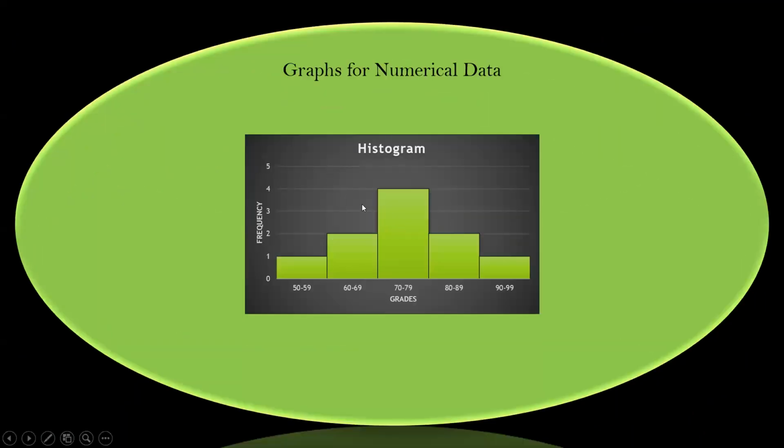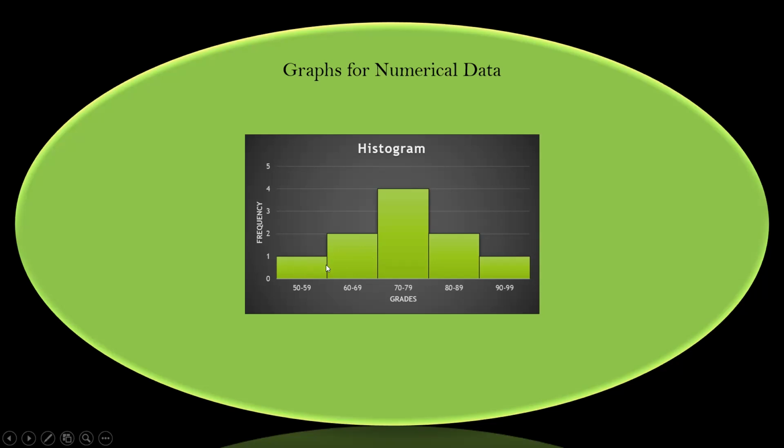So this is a histogram. It looks a lot like a bar. In fact, it uses bars. The primary difference is that the bars typically represent an interval, and so the width of the bar actually means something. So this width, this interval, contains all the scores from 50 to 59. This one, all the scores from 60 to 69, and so forth.